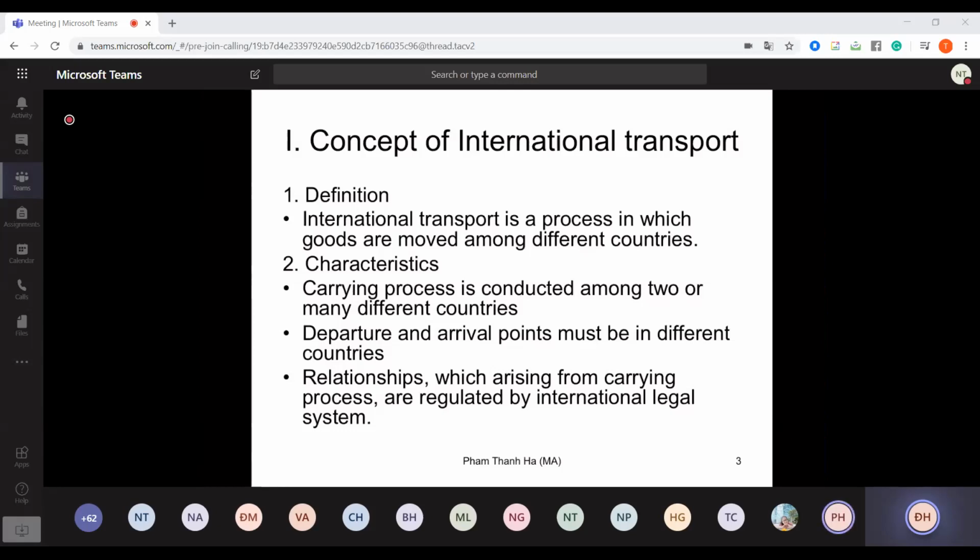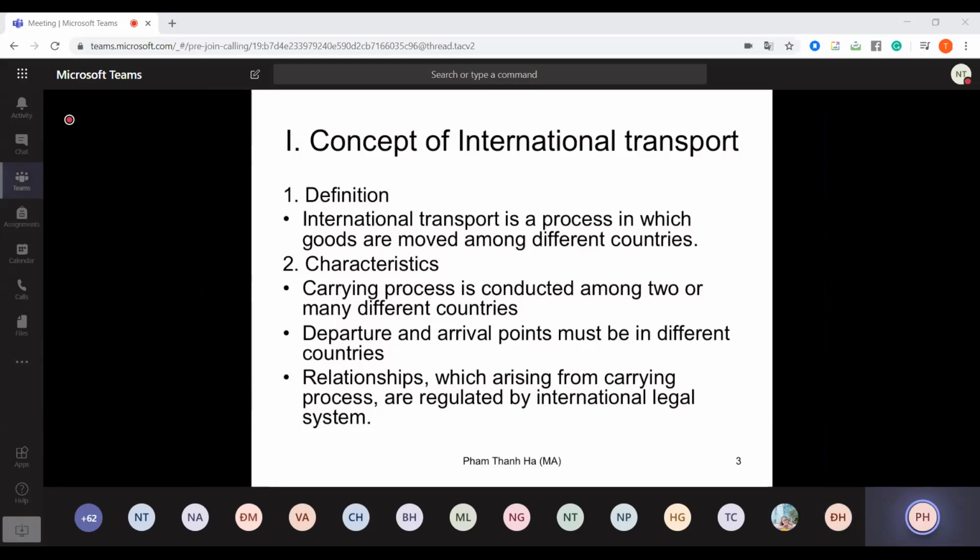Yep. So another source that we can use in order to regulate the relationship between the different parties in the international transportation process is the national legal system. What I mean is, the term international can be understood as international with at least one of the two parties.